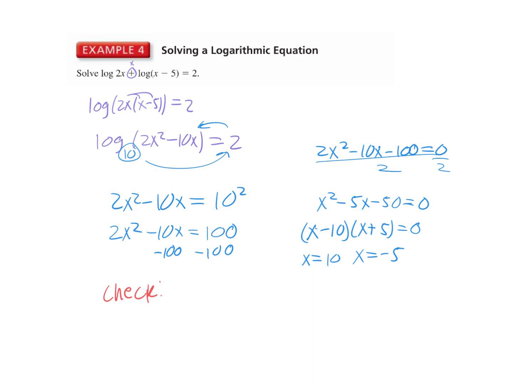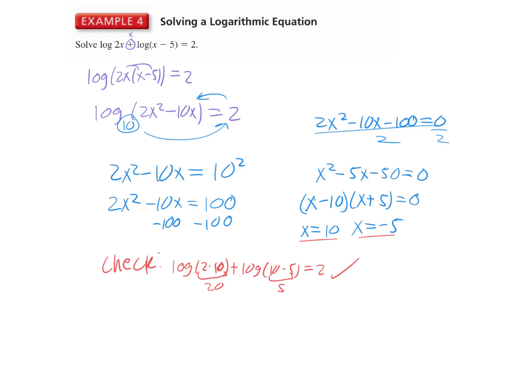So to check, I would plug each of our answers into our original and see if we get anything negative. Now, it doesn't have to be a rigorous check. All we have to do is make sure that we don't get anything negative. So I get log of 2 times 10 plus log of 10 minus 5 equals 2. Now, 2 times 10 is 20. That's positive. 10 minus 5 is 5. That's also positive. So this works. That's all we really have to do. You can go all the way if you want to, but really, if it's positive, we know it's going to work because we got that as an answer.